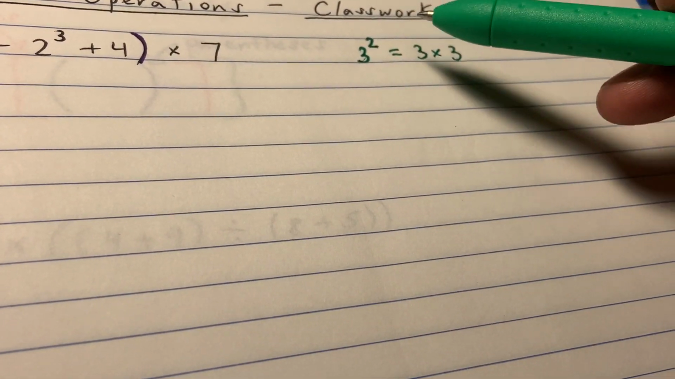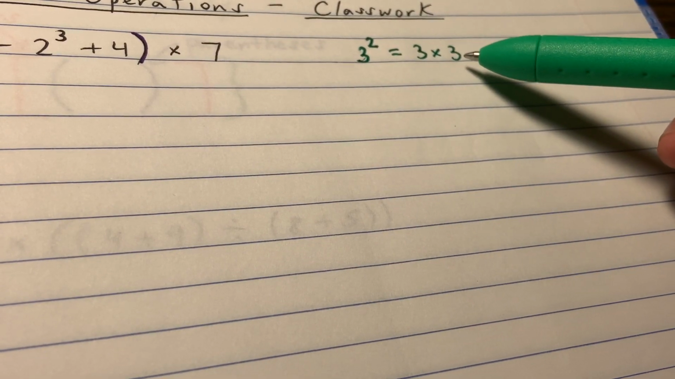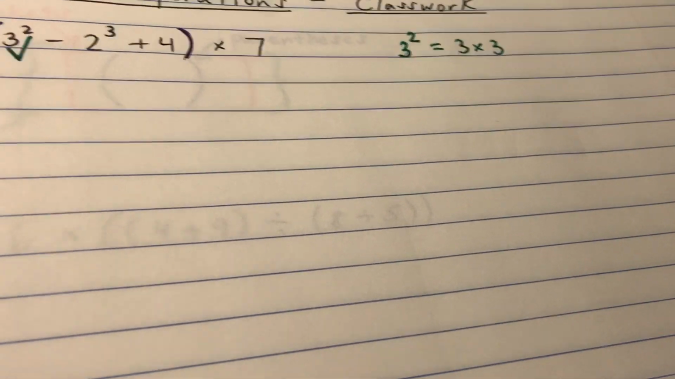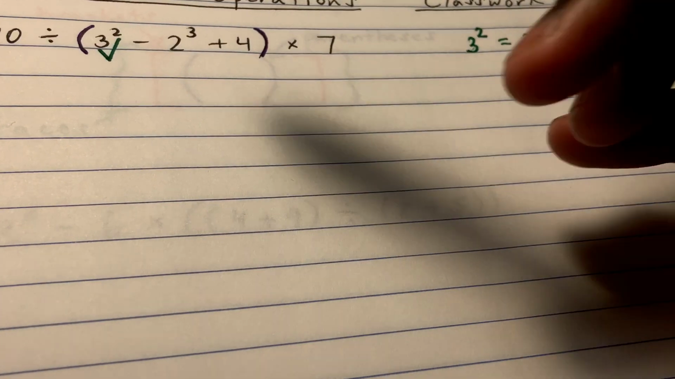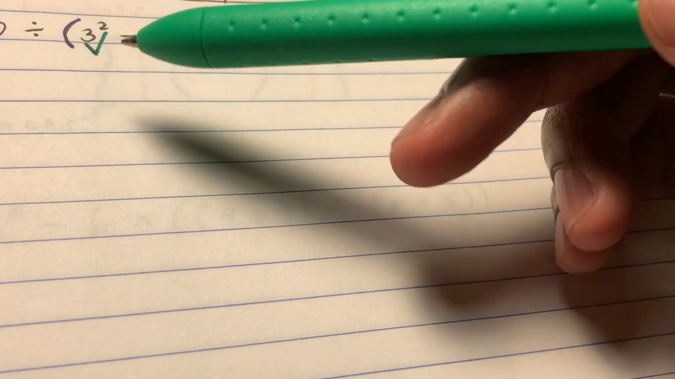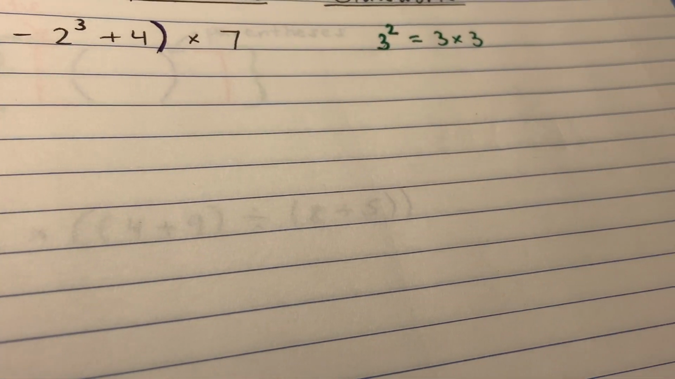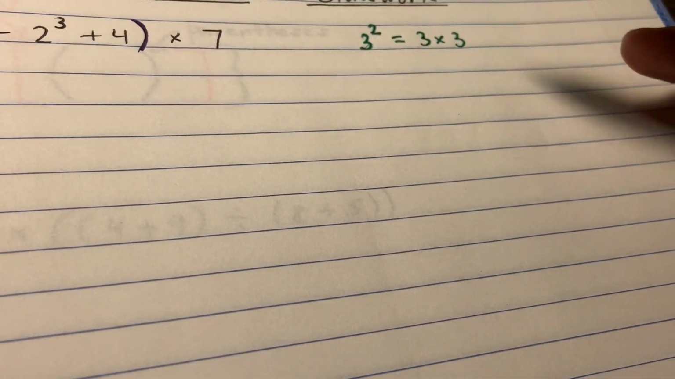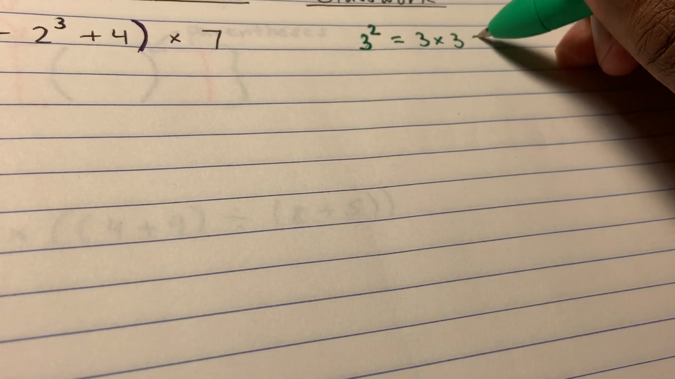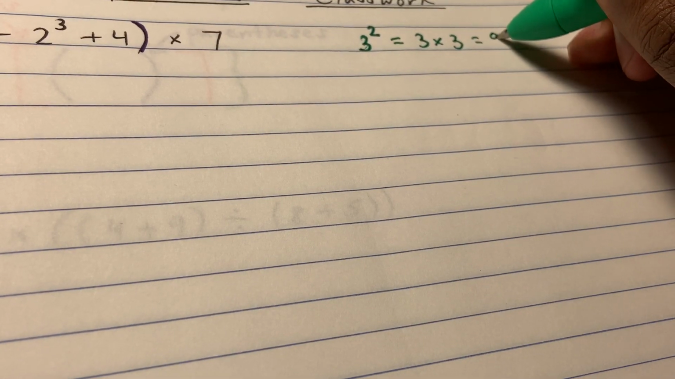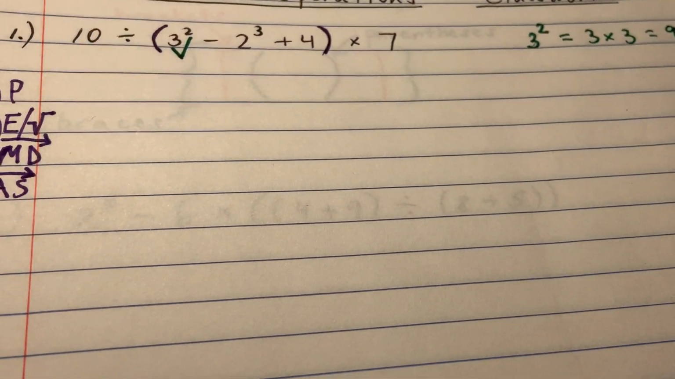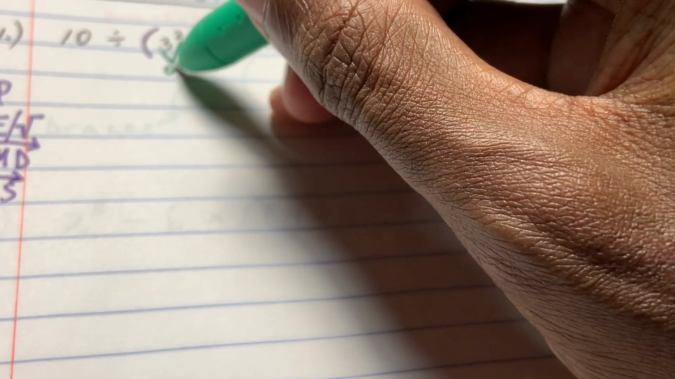Okay? 3 squared means 3 times 3. Now, look what would have happened if you didn't write it out. You might have said to yourself, 3 squared, 6, because 3 times 2 is 6. Okay, that's incorrect. 3 squared means 3 times 3. 3 times itself equals what? Okay, someone just said 9. Very good. So over here, I put 9.